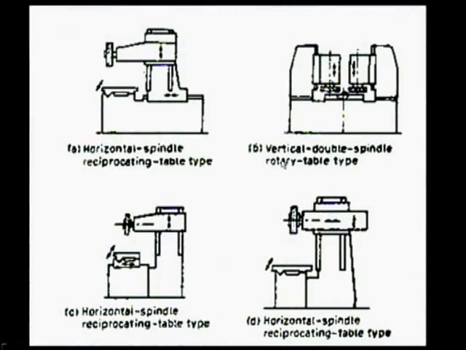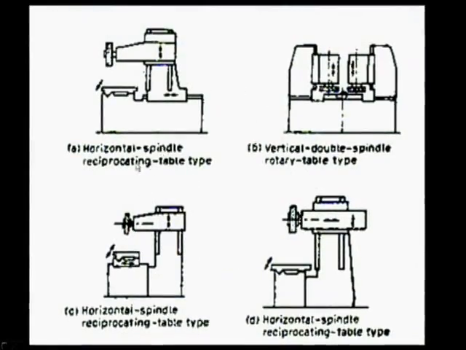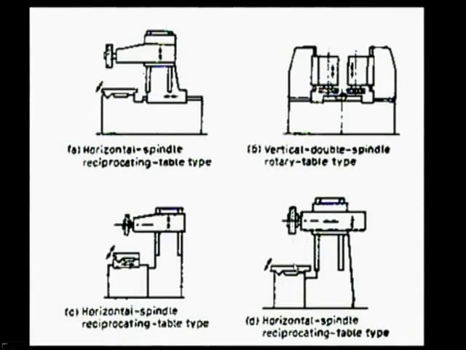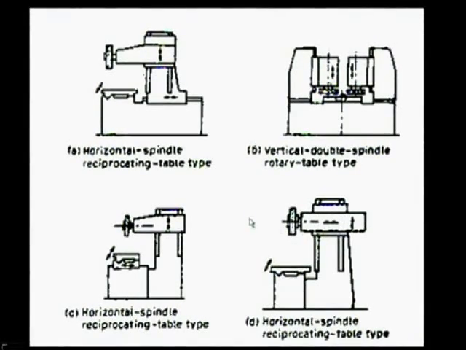Here you can see different types of surface grinding machines: horizontal spindle reciprocating table, where the table reciprocates, and vertical double spindle rotary table, where the table rotates. In the horizontal spindle reciprocating table, the spindle is horizontal whereas the table is reciprocating. Here you see the 3 movements: the movement is given to the workpiece, whereas the traverse movement is given to the wheel head. So the table reciprocates, and the spindle is horizontal.